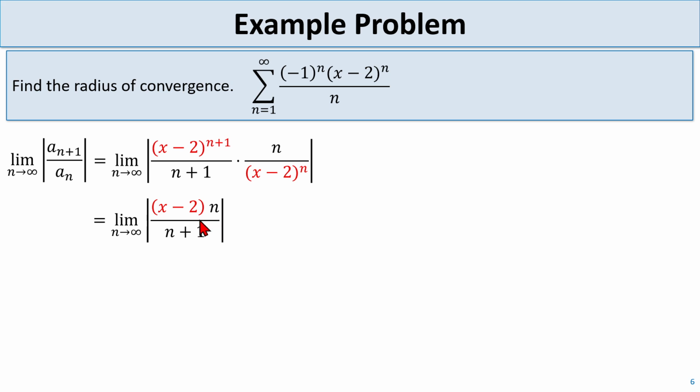So after canceling, we have this expression, and this x minus 2 quantity is not the variable we're calculating the limit with respect to. So with respect to this limit, the x is actually a constant. Therefore, this can be factored out in front of the limit. But when we do so, we need to be careful to remember it was inside these absolute values, and I need to keep the absolute values around them.